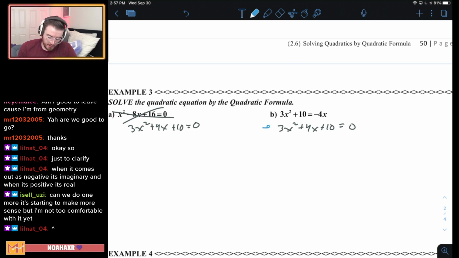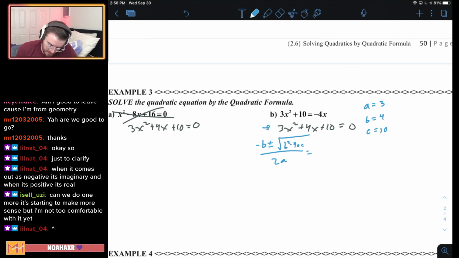What did I do first? Standard form. Gotta move the 4x over so that way you have ax squared plus bx plus c. Gotta have the three terms. And notice I take the time to put the 4 in the middle, right? It goes x squared, x, and then the constant. Trying to keep that order. So a is 3, b is 4, c is 10, and the equation is negative b plus or minus the square root of b squared minus 4ac all over 2a.